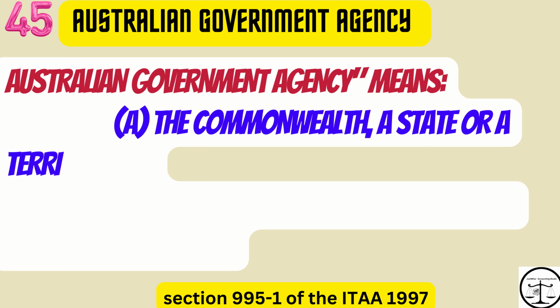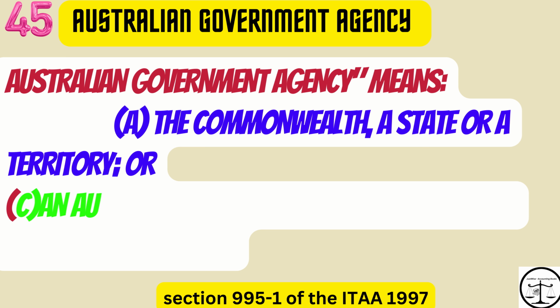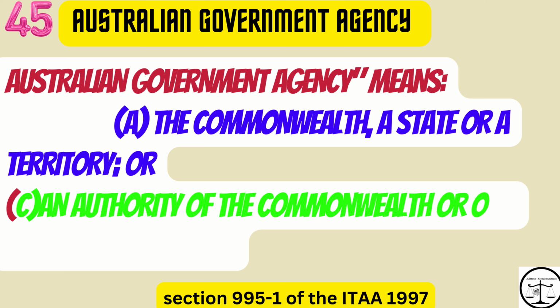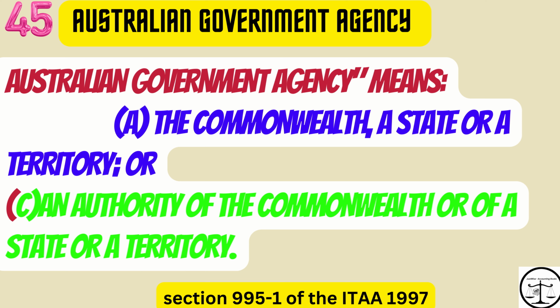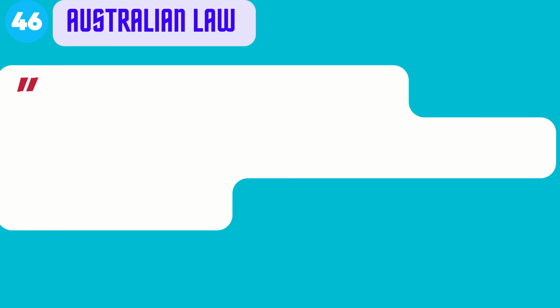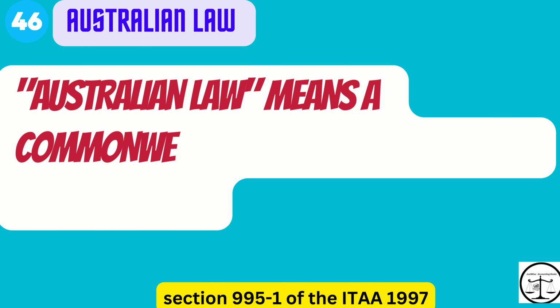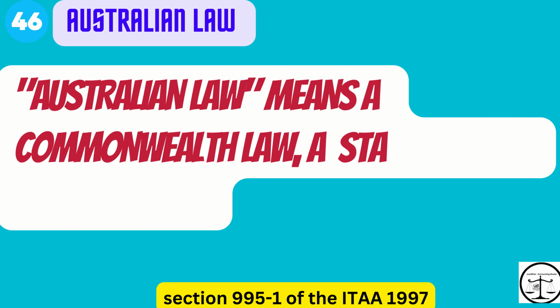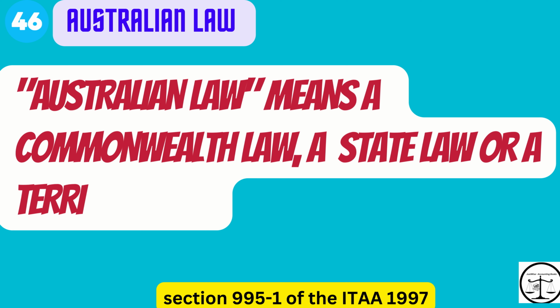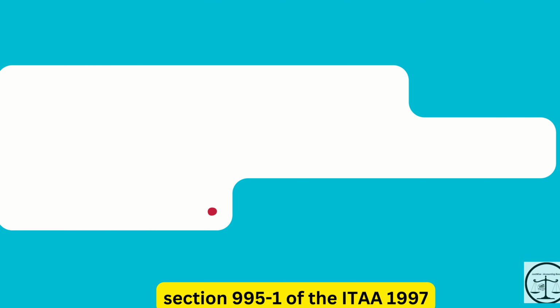Australian government agency means (a) the Commonwealth, (b) a state or a territory, or (c) an authority of the Commonwealth or of a state or a territory. Word number 46. Australian law has the meaning given by section 995-1 of the ITAA 1997. Australian law means a Commonwealth law, a state law or a territory law.